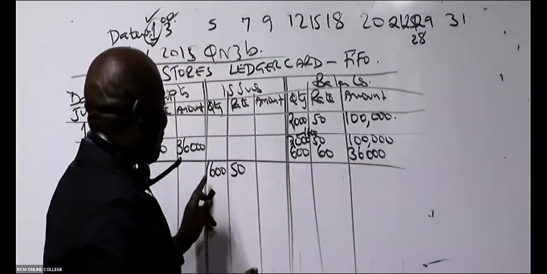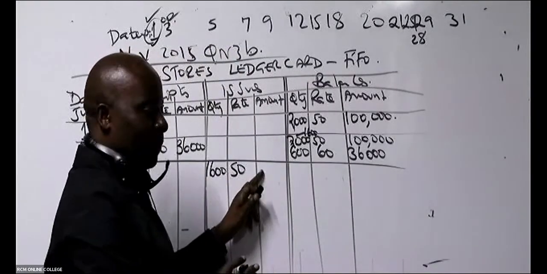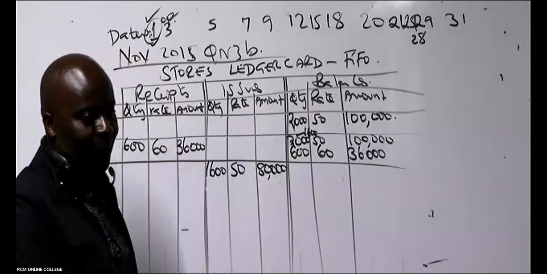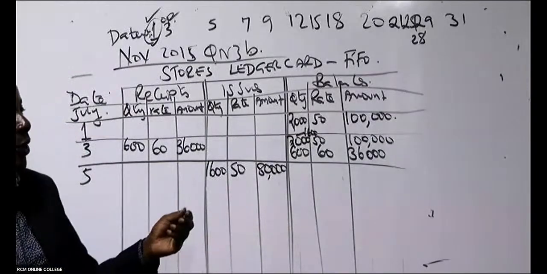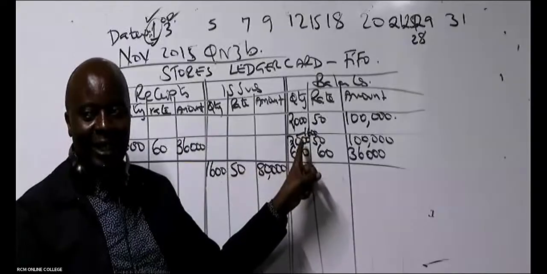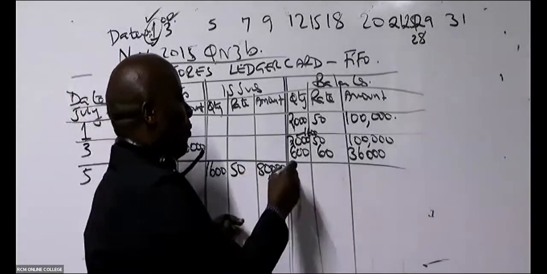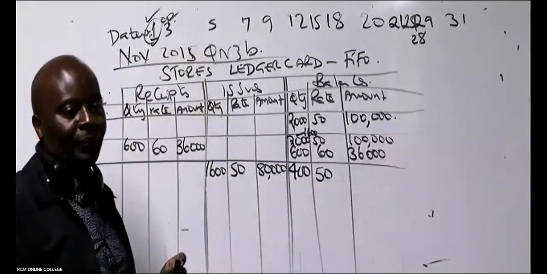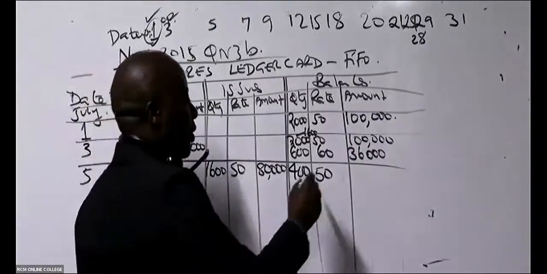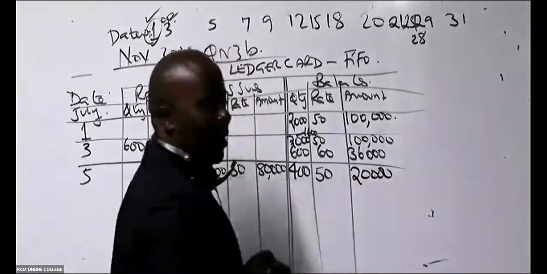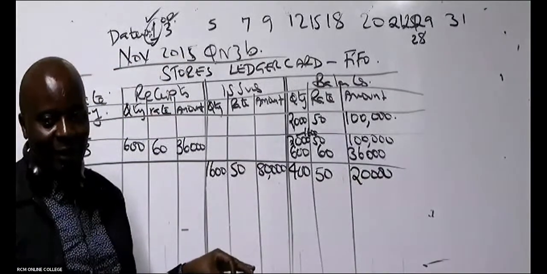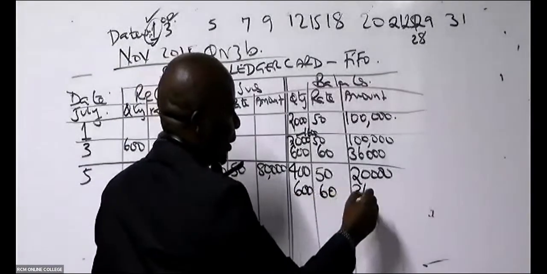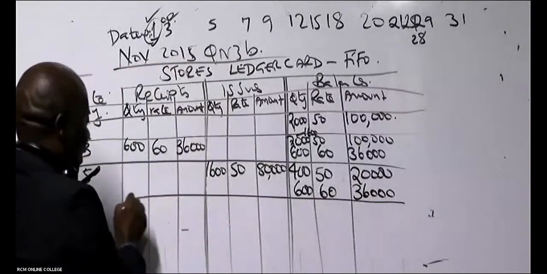So let's, in this case, first of all, tell me this. 1,600 times 50 gives me what? 80,000. So from there, we update the balances. Remember now in this batch, you've issued 1,600. Now you're left with 400. So 400 times 50 gives me how much? 20,000. So this is 20,000. Any other balance I need to update? Yes, I have to update the 600 at 60, giving me 36,000. Then you come under a line.